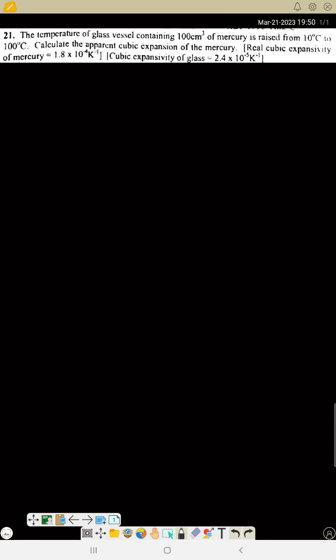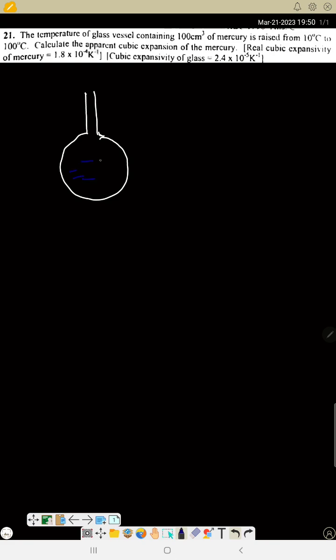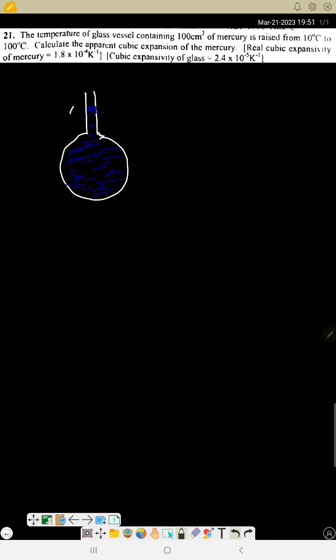Now there are some things you have to understand about real and apparent expansivity first. So now let's say we have a vessel, like a glass vessel like this. Now you fill the vessel with liquid. Let's say mercury is inside the vessel. So let's say this is the level of the mercury, the highest level of the mercury. So let's call that point A.